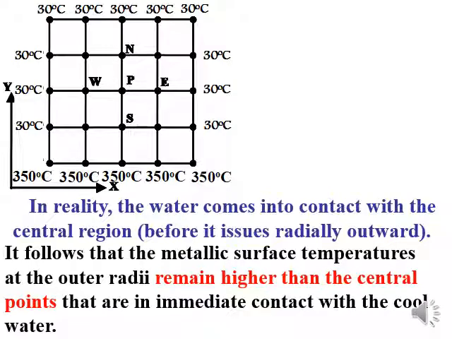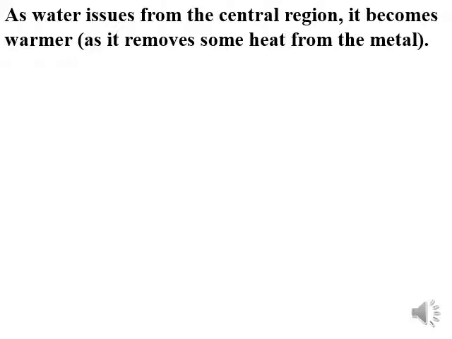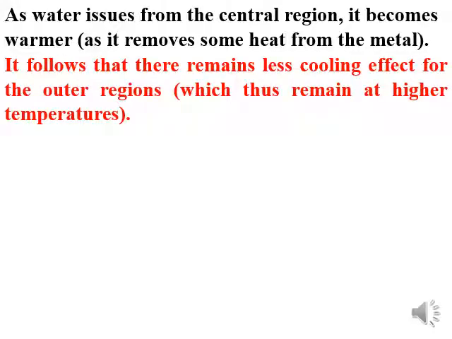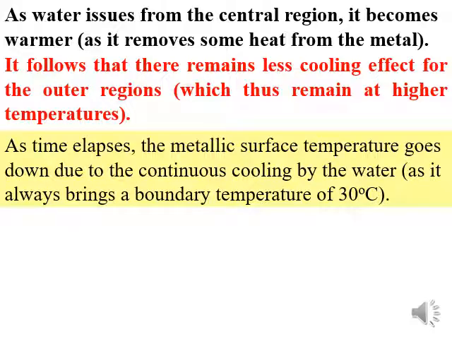be at lower temperatures, while any other region will be at higher temperature, because they are away from the strongest convection effect, and because they are in contact with warmer water, not with the original water at the first point. So as water issues from the central region, it becomes warmer as it removes some heat from the metal. It follows that there remains less cooling effect for the outer regions, which thus remain at higher temperatures.